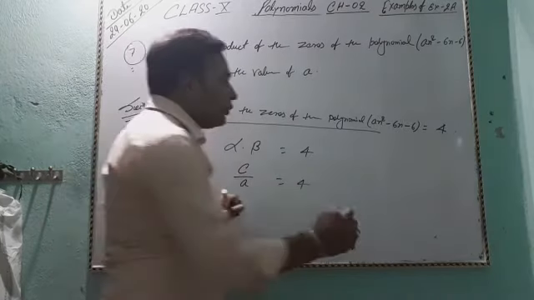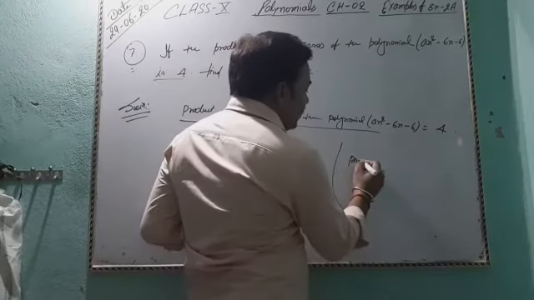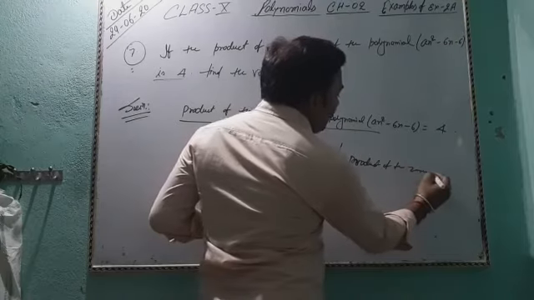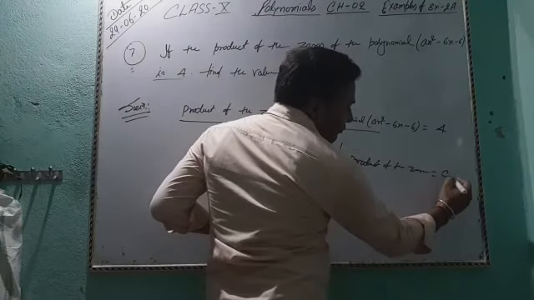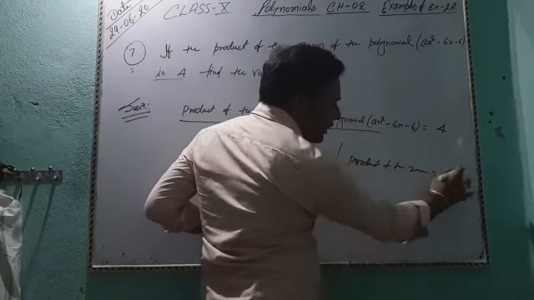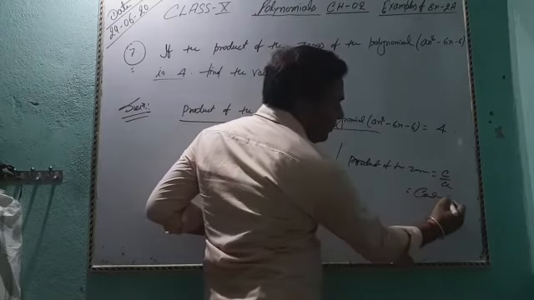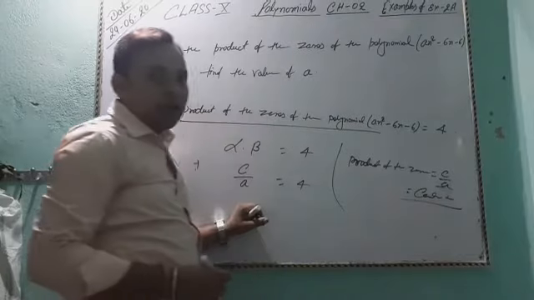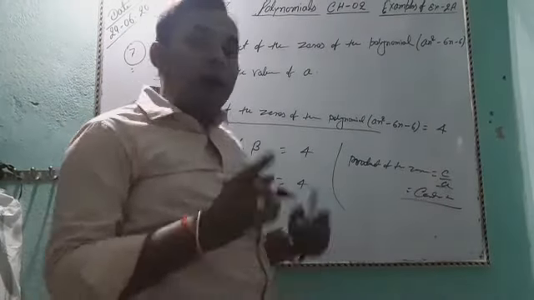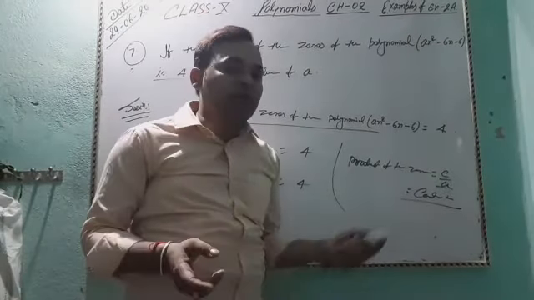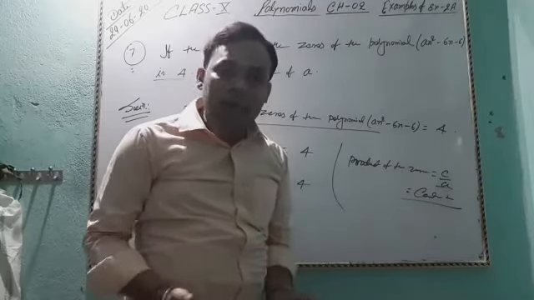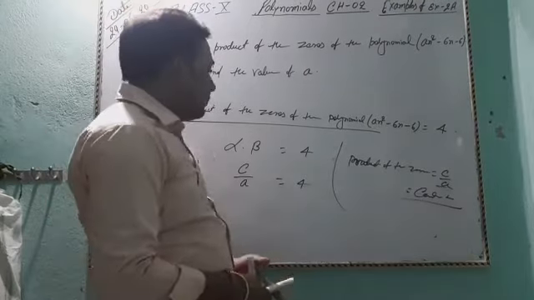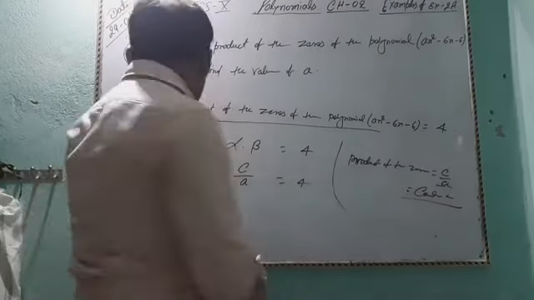We know that the product of the zeros equal to c by a, where c is the constant term and a is the coefficient of x square, and the sum of the zeros equal to minus b by a, where b is the coefficient of x and a is the coefficient of x square. So here in this question we use the product of the zeros.